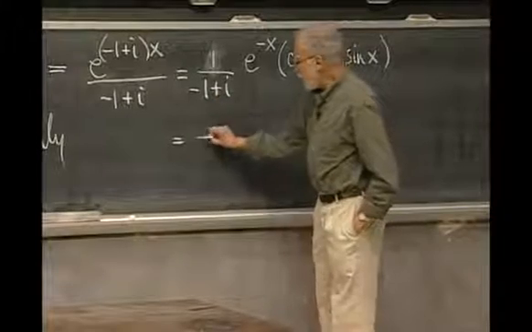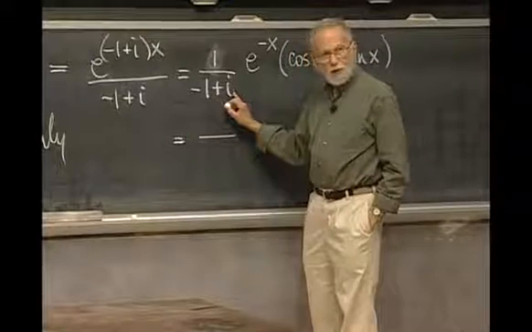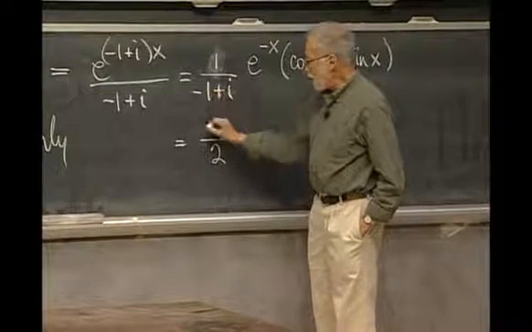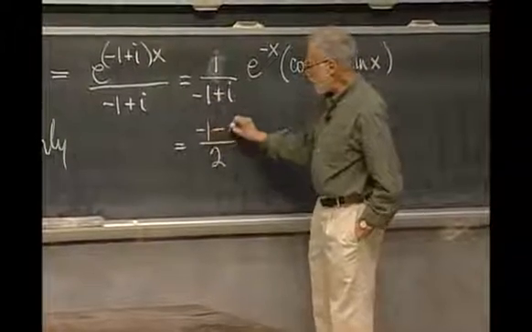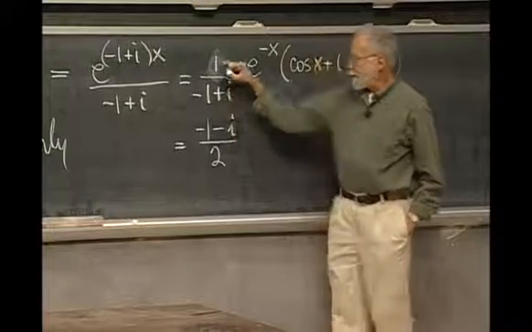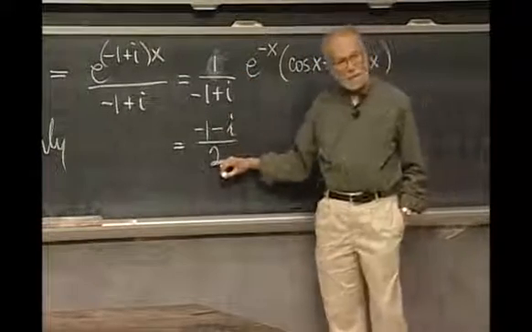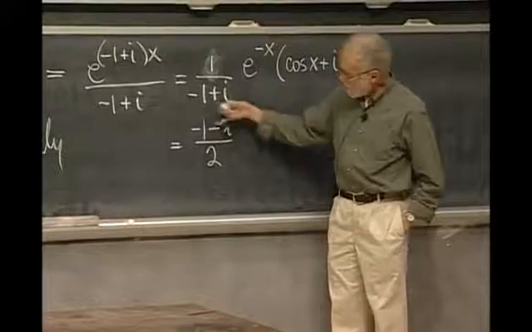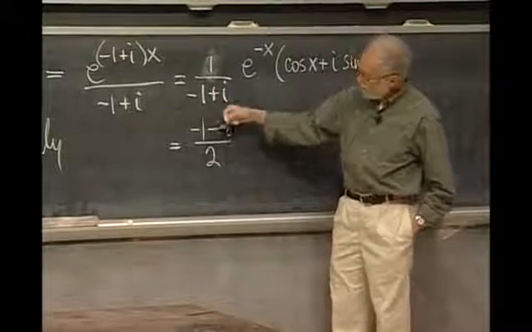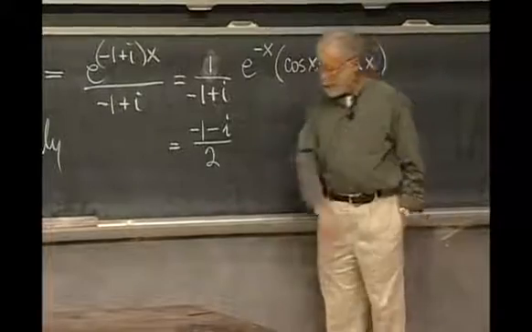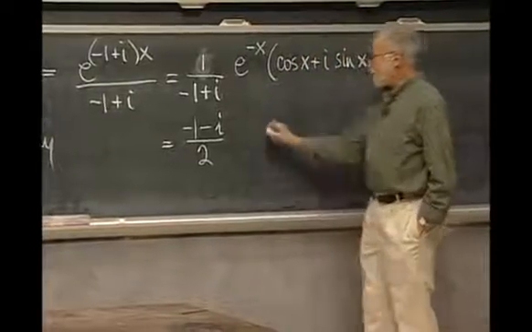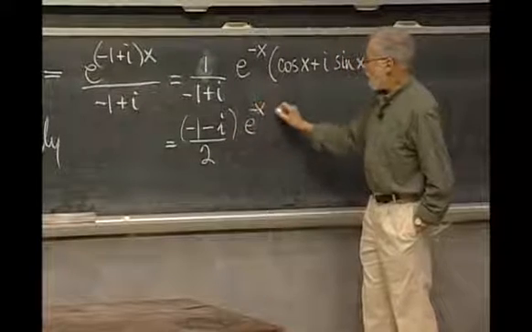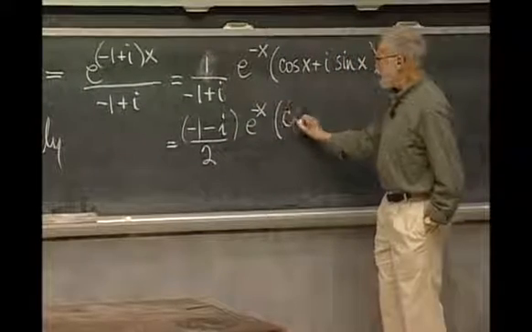What does that put in the denominator? 1 squared plus 1 squared, 2. And in the numerator, -1 minus i. This is the same as that, but now it looks in the form a plus bi. It's -1 over 2 minus i times 1/2. So this is multiplied by e to the x and cosine x.